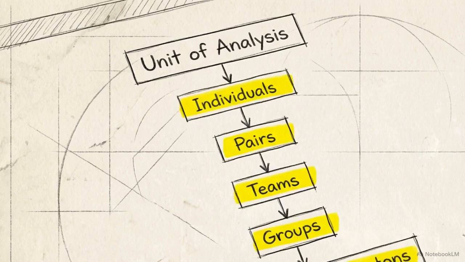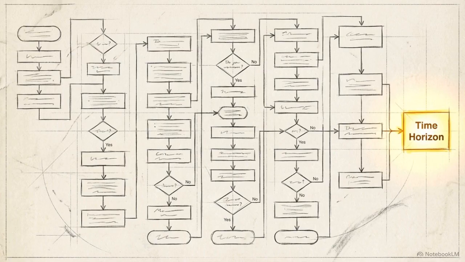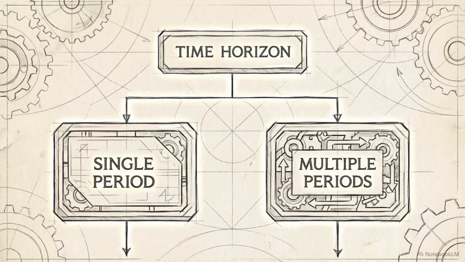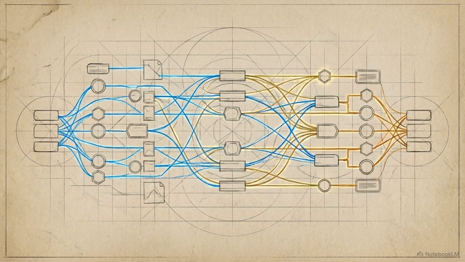The fourth dimension defines the unit of analysis. This establishes exactly who or what is being measured at the point of data aggregation. Finally, the system locks in the fifth dimension, the time horizon. This dictates whether the data is captured in a single frozen moment or tracked across multiple collection periods. These are not isolated menus. They form a deeply interconnected system.